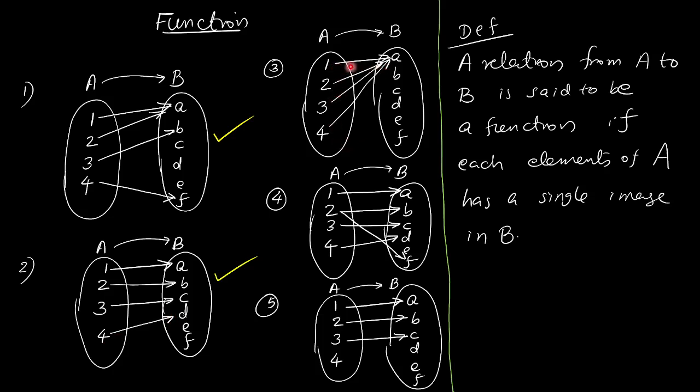Here the arrows can meet together. It is not a part of the definition. The arrows may or may not meet together. The definition is simple. Each element of set A must have a single image. 1 has a single image A. 2 has a single image A, 3 has a single image, 4 has a single image. So every element of set A has a single image. It is a function.